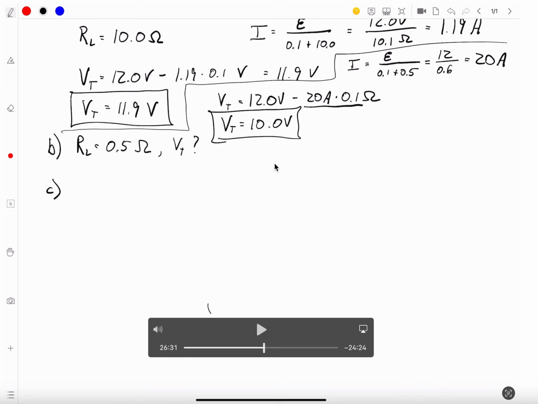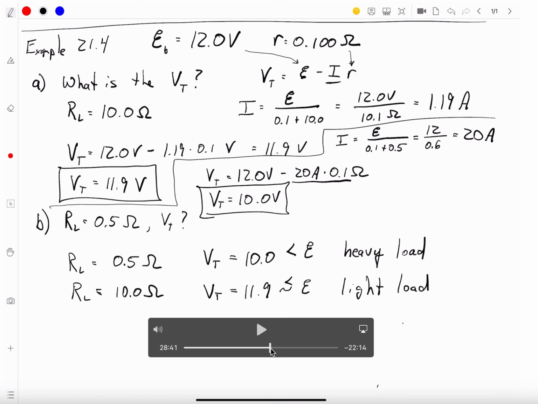Kind of surprising because our VT for 10 ohms is 11.9 volts. It hardly dropped at all. And that was with a larger load, a lot larger load. And so it's kind of weird that with this smaller load, our voltage isn't hanging on as well. Our terminal voltage has definitely dropped off.